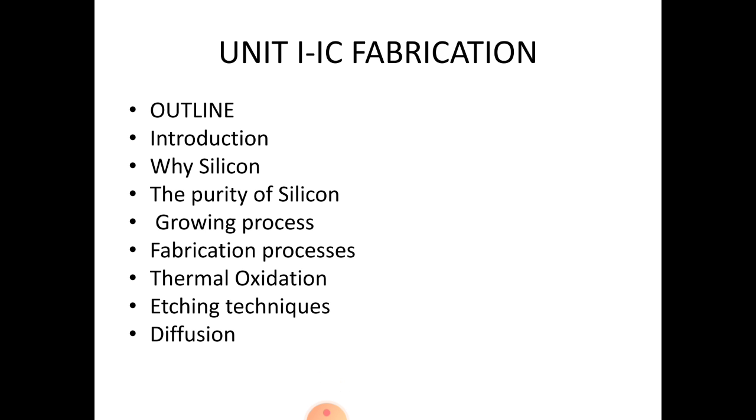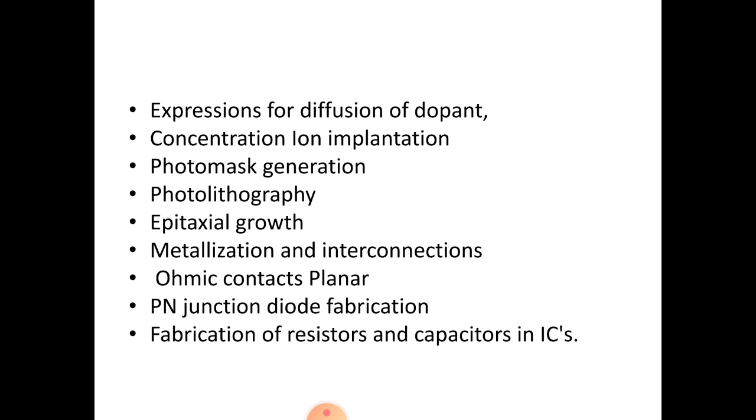So in first unit, IC fabrication. Here we are going to discuss the introduction: why we go for silicon, the purity of silicon, growing process, fabrication process, thermal oxidization, etching techniques, diffusion, and then expression for diffusion of dopant, concentration, ion implantation, photomask generation, photolithography, epitaxial growth. The next, metallization and interconnections, ohmic contacts, planar PN junction diode fabrication. The last one is fabrication of resistor and capacitor in ICs.